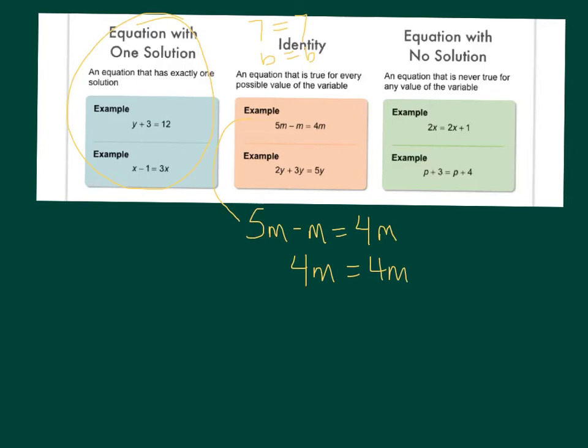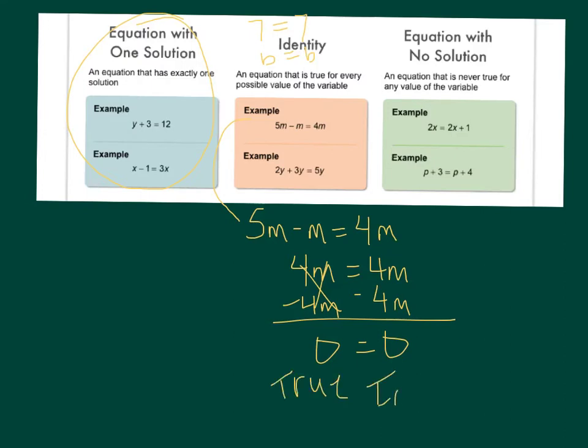But let's say we don't see that. I'm going to take this 4m and move it over here. That means I'm going to subtract 4m. Those cancel, and I'm left with 0. So 0 equals 0. There's no variable here. When there's no variable, you have two choices as your answer: identity or no solution. In this case, this is a true statement, so this is an identity.